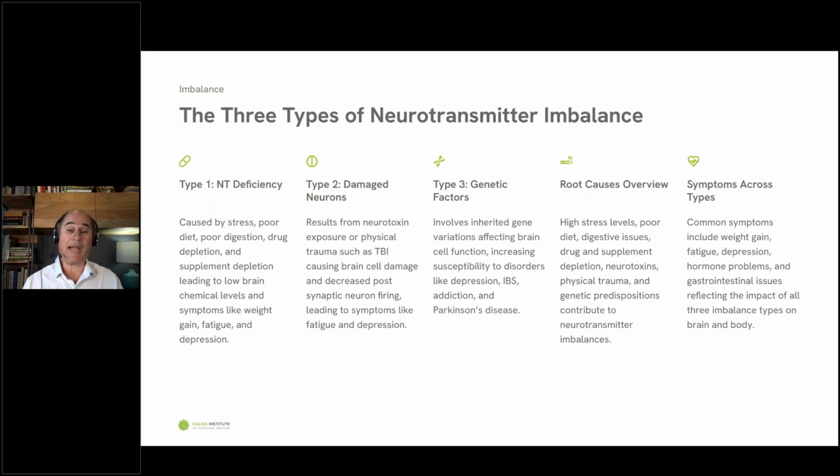You can also have damage from physical trauma, like you hit your head against a windshield in a car accident because you're going 70 miles an hour and then you got rear-ended by a truck or something like that. You can also have physical trauma from falling off a horse and hitting your head, getting hit in the head by a baseball bat, hitting a soccer ball with your head too many times.